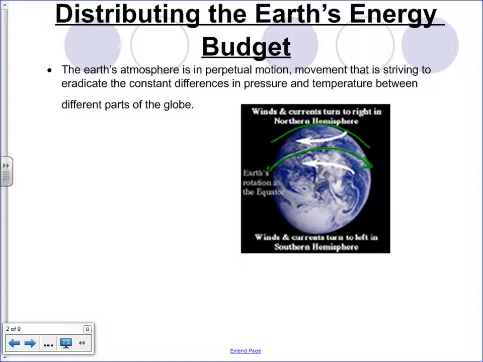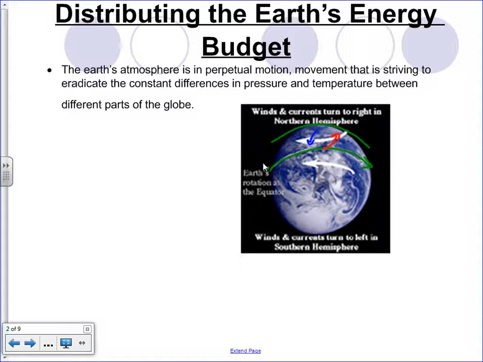So what that creates is a kind of deflection. If we've got air moving away from the equator, like hot air moving away from the equator, we would also have cold air coming back towards the equator. But because the Earth spins under it when it's trying to do that, it makes it appear as though it's coming from a different direction. Everyone all right with that?